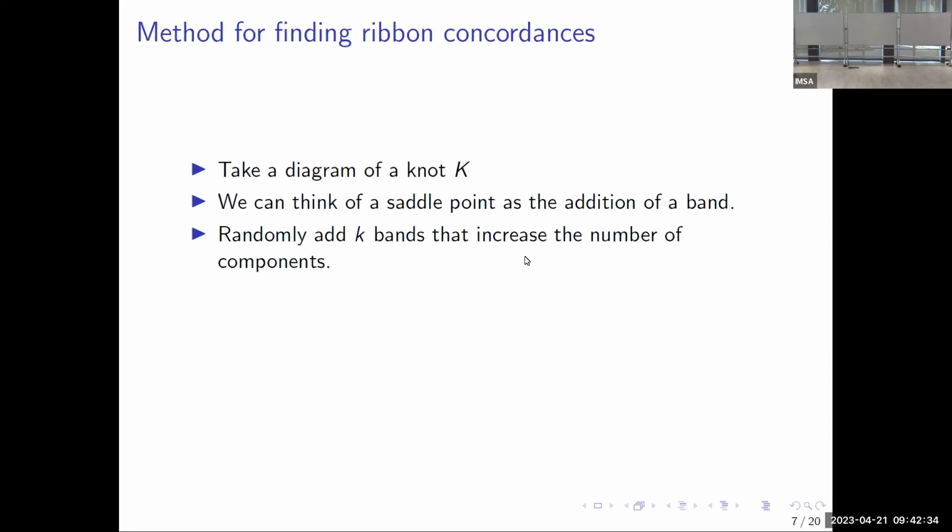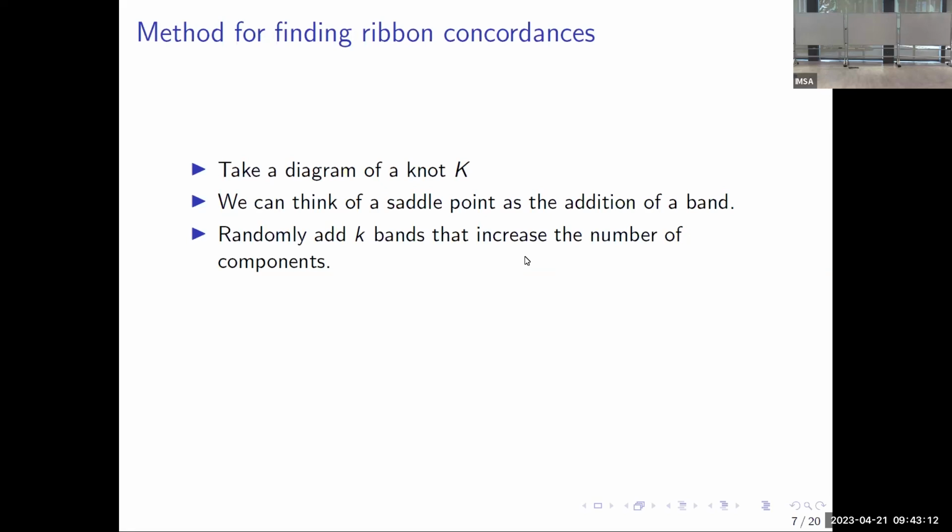Certainly, when you add a band, if it's one of these saddle points in a ribbon concordance, it has to increase the number of components, because if you add a band that keeps the same number of components, then that's actually going to give you essentially an RP2 or a Möbius band. We're trying to find cylinders, right? If you have a band that doesn't increase the number of components, that corresponds to basically adding an RP2 to your cylinder, so that's bad.